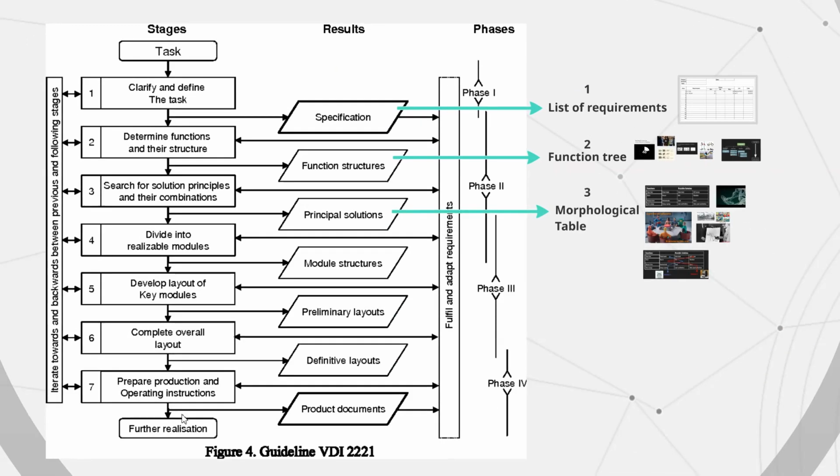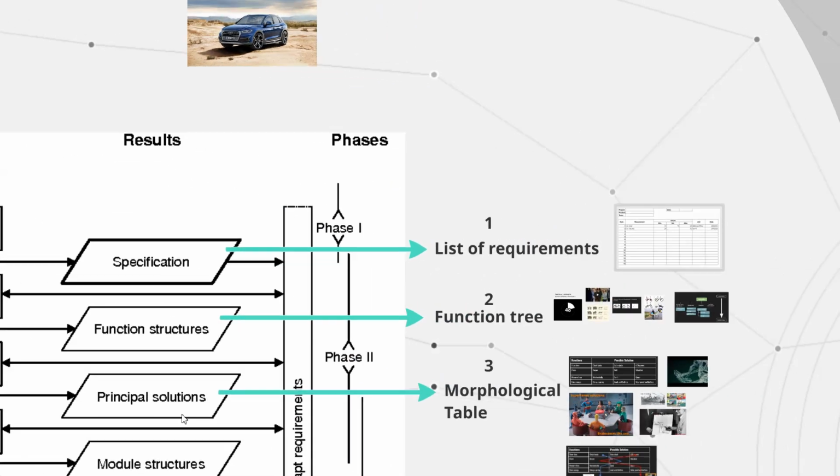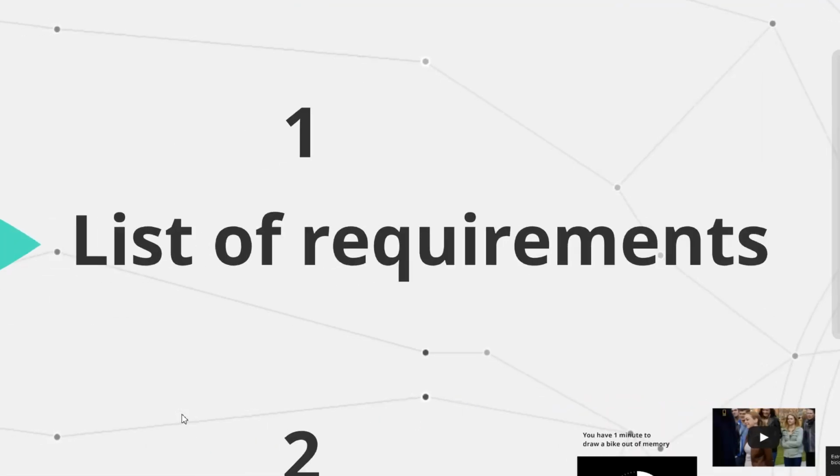This is a very long process, and I don't really want to go very deep into it, but I'm going to show you three tools that I think are very important to start with. The first part is to clarify and define your product. And for that, we need a list of requirements. Here you see that the list of requirements is very, very important.